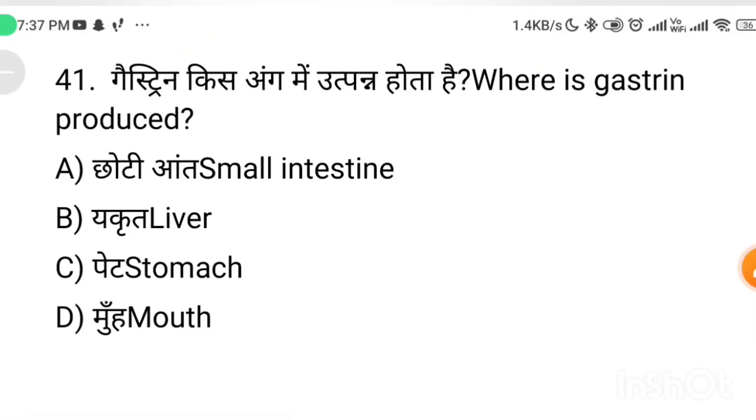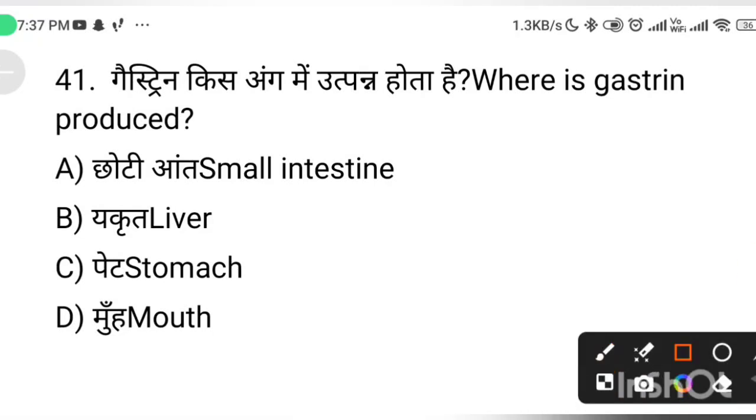Where is gastrin produced? Option A, small intestine. Option B, liver. Option C, stomach. Option D, mouth. Correct answer is option C, stomach.